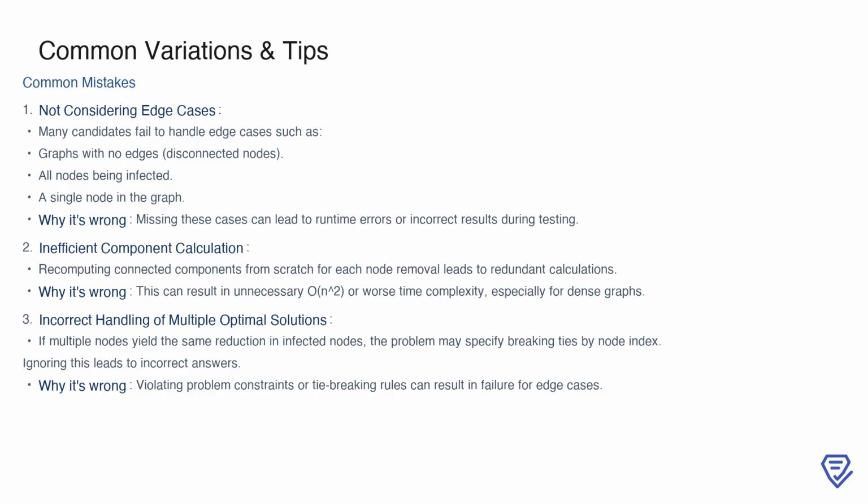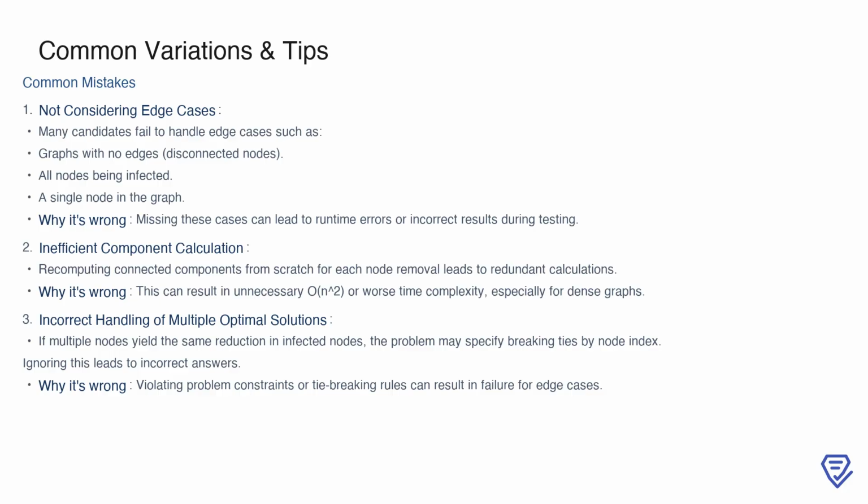Another frequent issue is inefficient component calculation. If you're recomputing the connected components from scratch every time you remove a node, you might end up with a time complexity of O(n squared), or worse, especially on dense graphs. This redundancy can significantly slow down your solution.